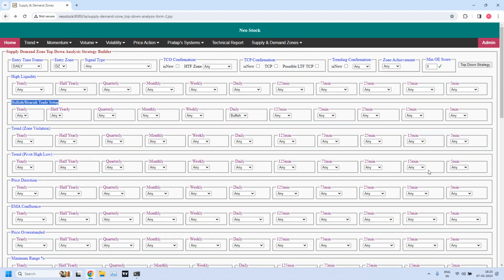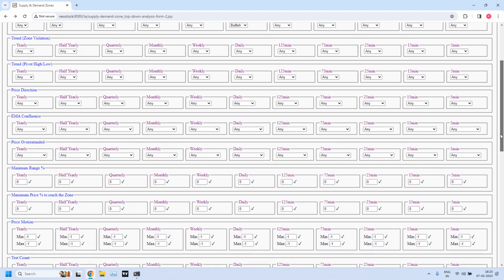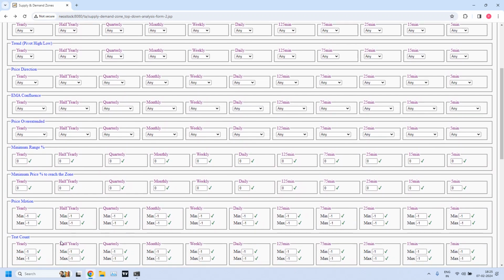Let's go back. The first filter is we want only fresh zones. That's why we have selected a parameter called test count. And which time frame? Daily time frame, because all these zones listed are on the daily time frame, LTF zones, lower time frame zones. So I am setting the test count as 0, minimum 0, maximum 0. That indicates the zones are not tested, but still there could be some rejections from this zone.